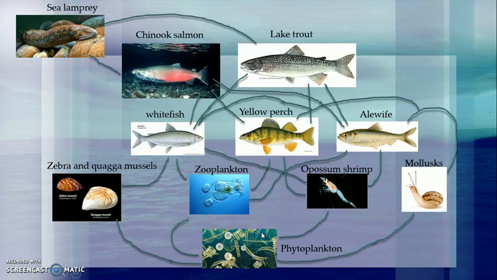So this is my food web. The phytoplankton are the primary producers. And then these 4 are the primary consumers. So they're herbivores. They're on the second level. And then these fish are the secondary consumers, the third level. So they're the primary carnivores. And then the sea lamprey, as small as it is, it's the top predator there. So it's on the 4th level. It's a tertiary consumer.